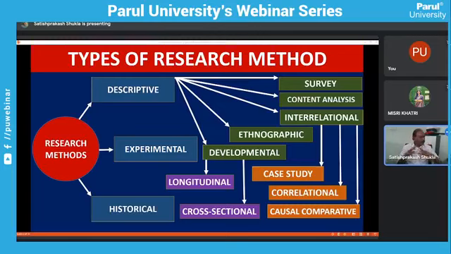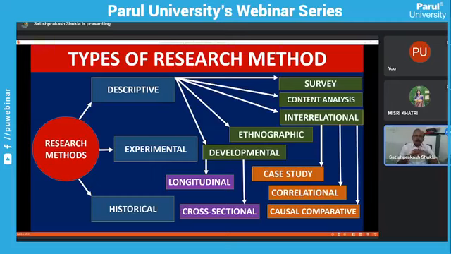This cross-sectional research method is used, and for that, in the cross-sectional method, we have to take care of the selection of the subjects. In the cross-sectional developmental research method, subjects of different age groups are studied in the same time period.